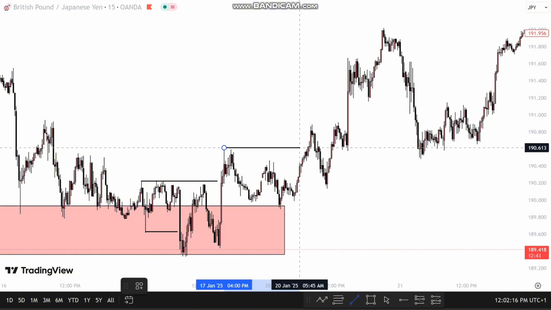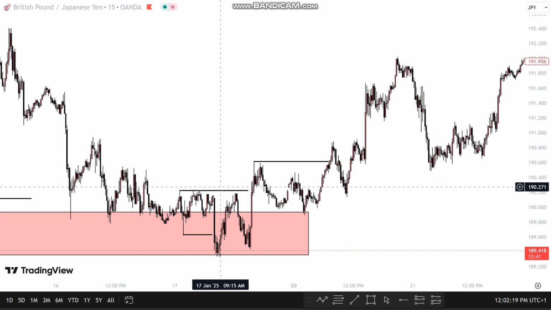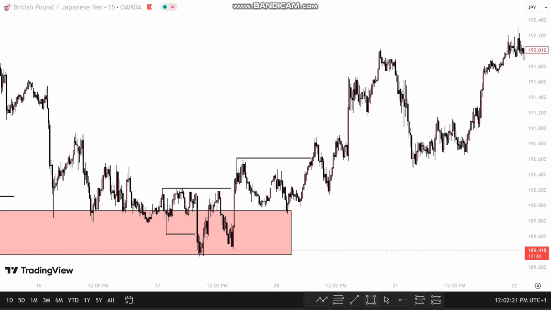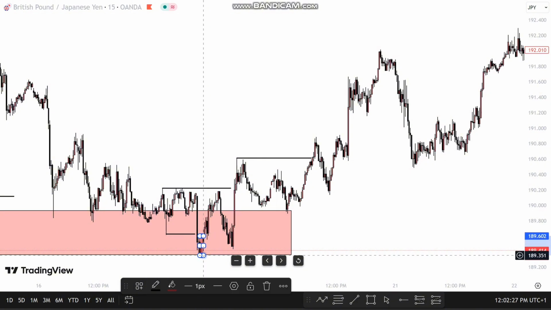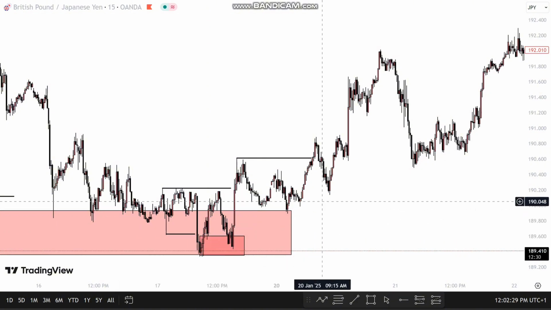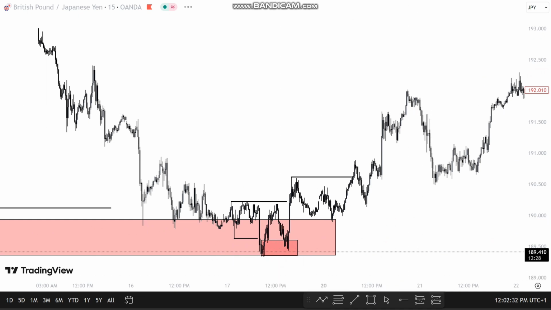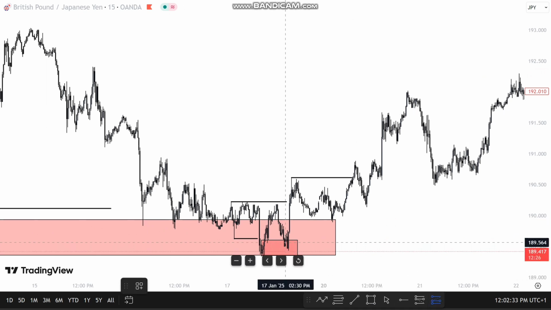Another BOS. And from this first 4-hour zone, either you capitalize here, because I could have taken this as an internal BOS, which was here. So a lot of traders could have still capitalized from this first buy, which is here.